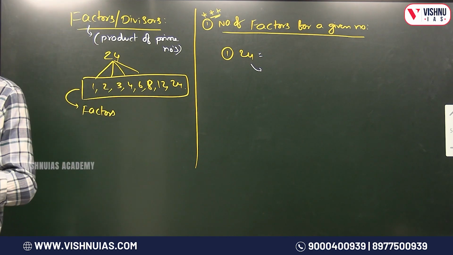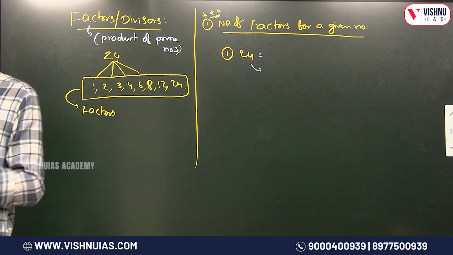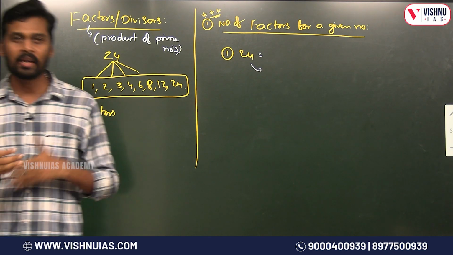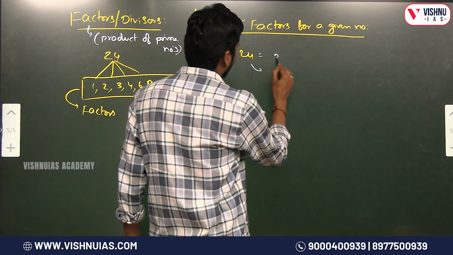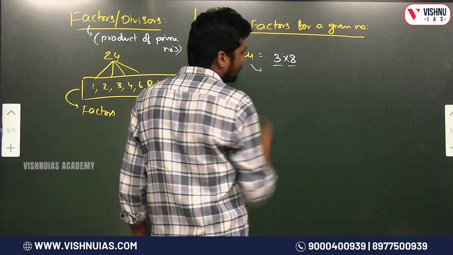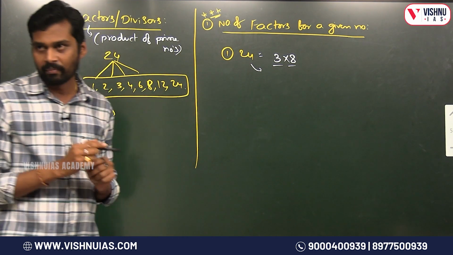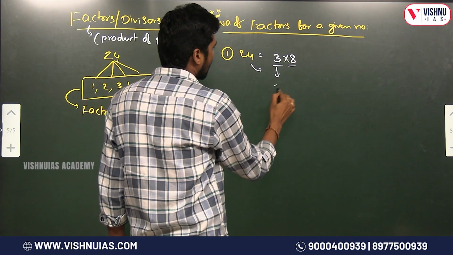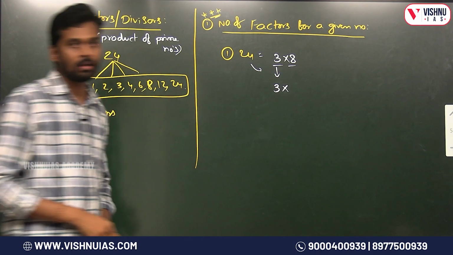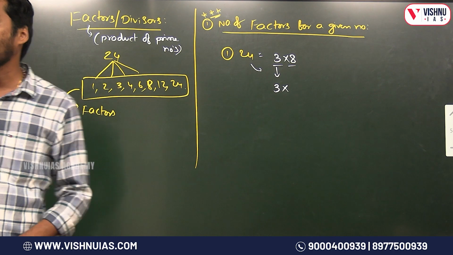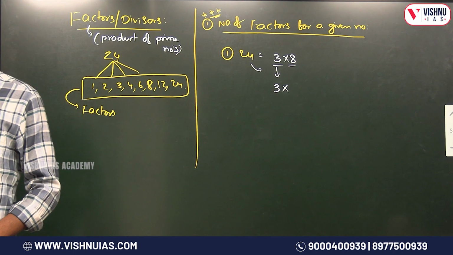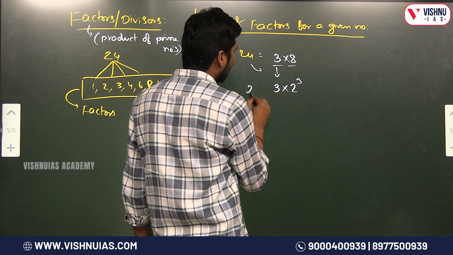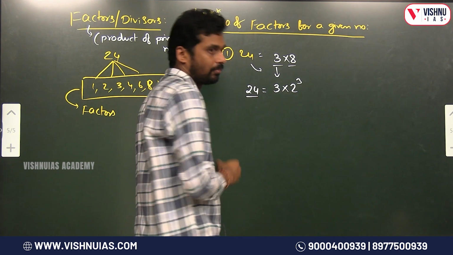Tell me one way we can write 24 as a product of two numbers. 3 times 8 or something like that, right? The numbers you write as a product must be prime numbers only. 3 is a prime number, right? But 8 is not a prime number. How do you write 8 as a product of primes? 8 means 2 cube, right? 2 is a prime number. So first we need to write the given number as a product of prime numbers.